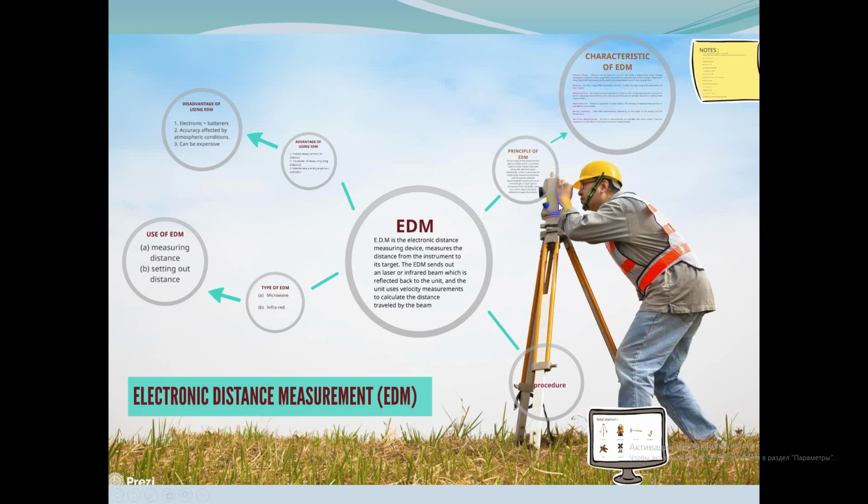What is the EDM? This is the electronic distance measuring device that measures the distance from the instrument to its target. EDM sends out a laser or infrared beam which is reflected back to the unit, and the unit uses velocity measurements to calculate the distance traveled by the beam.